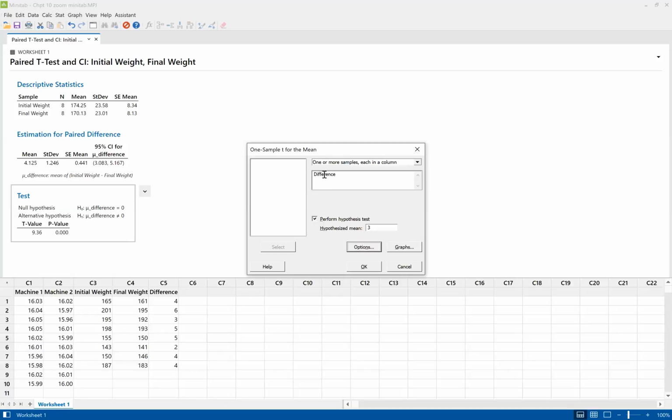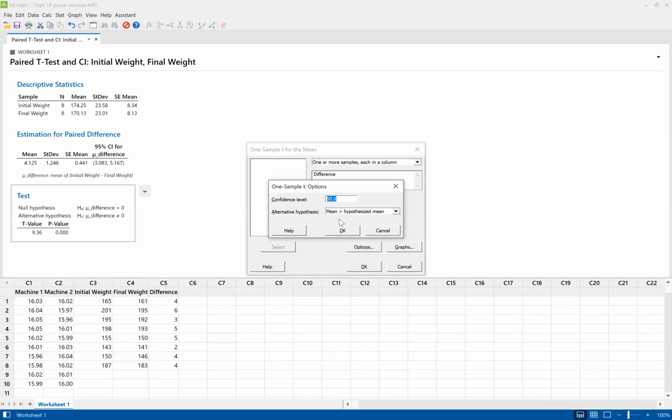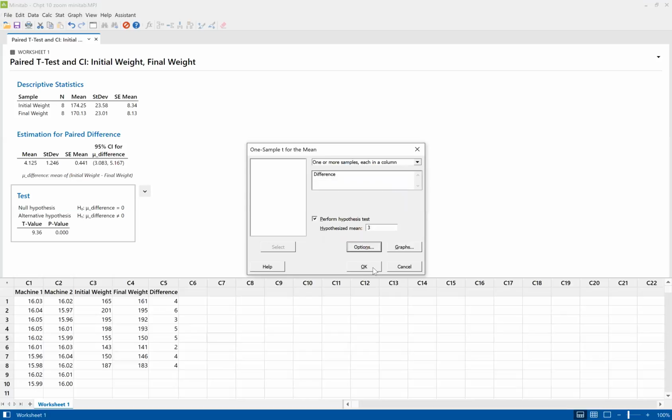So I'm looking only at the difference. I'm doing a t-test for just that one column. It's a hypothesis test with a hypothesized mean of 3, and it's looking that the mean of the sample is greater than 3. So I can say that people lose at least 3 pounds. Let's hit OK. Let's see what happens.